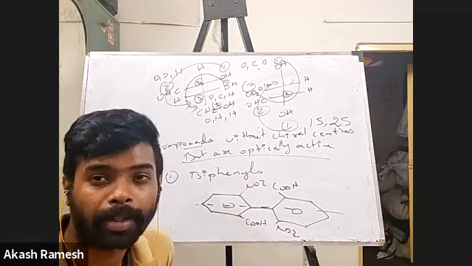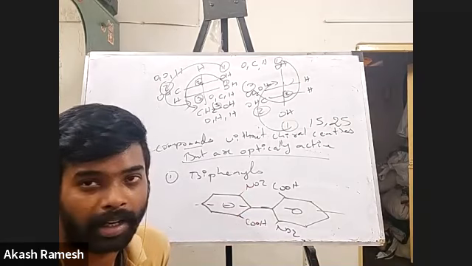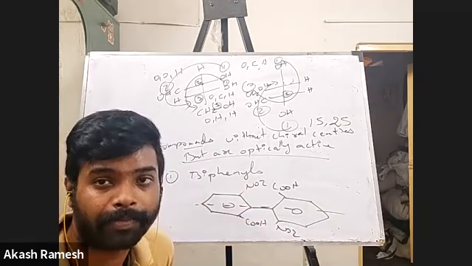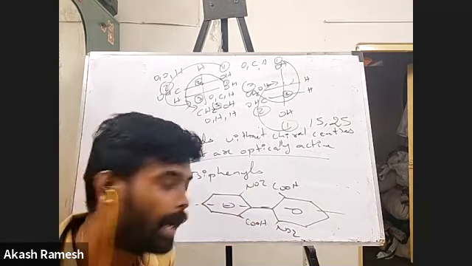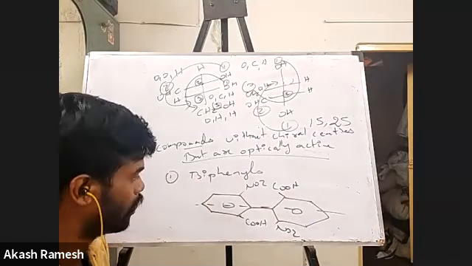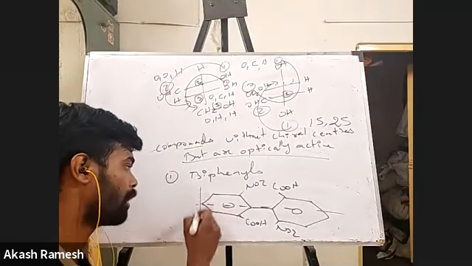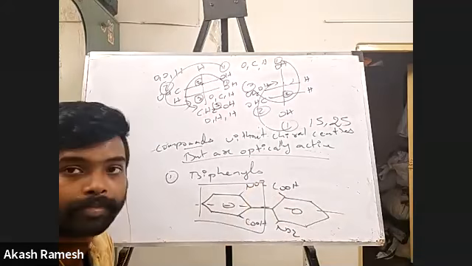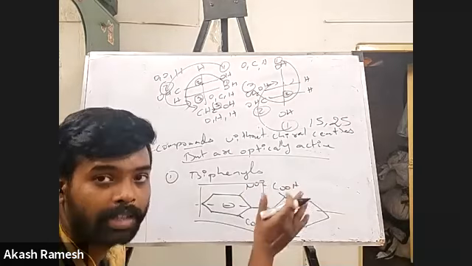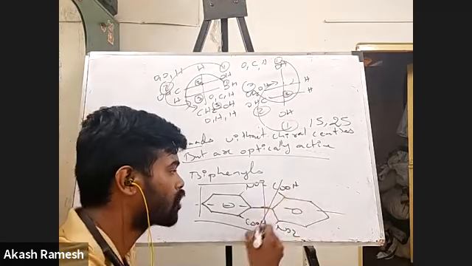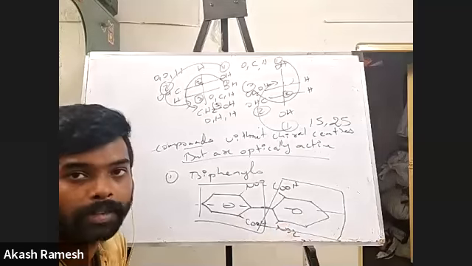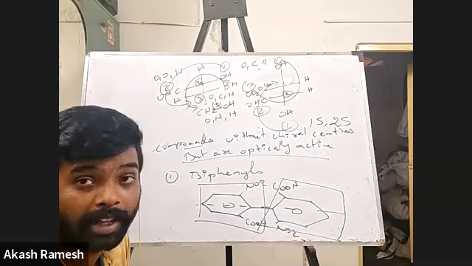Now you can ask me, sir, this I understand, but how is it that they're able to rotate the plane polarized light? For that you have to understand, people, say this is in one plane. Now if you see the actual 3D structure, it is going to be in a slightly tilted plane. That is how it is going to look in 3D structures.